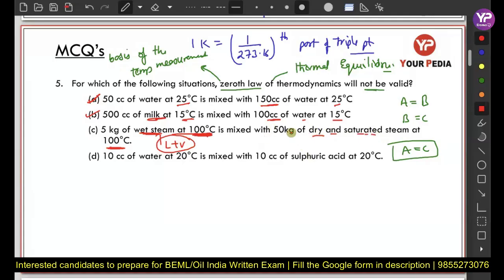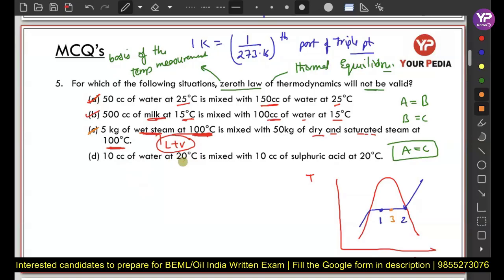If you have a basic understanding of a simple TS diagram, temperature entropy diagram, I can show this. The wet steam I can show here like point number 1, and the dry and saturated steam I can show like here at point number 2. Even if you mix them with each other, the final point is going to lie in between 1 and 2. So correspondingly the final temperature will remain the same. That means at option C we can also assume the zeroth law of thermodynamics is applicable here.